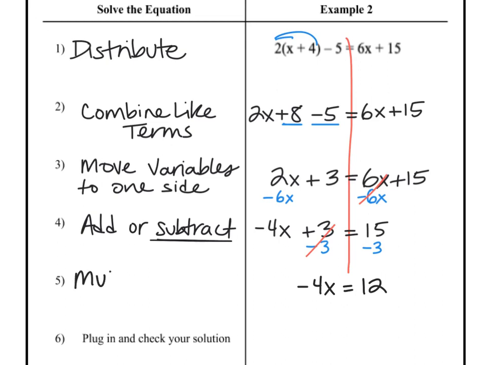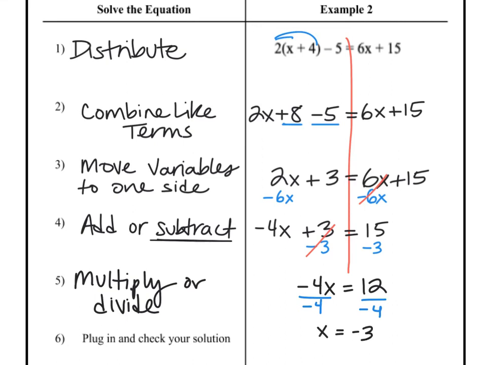Last step, multiply or divide. I have x being multiplied by negative 4, so we are going to have to divide it to get rid of it. And our final answer is x equals negative 3. So we just divided.